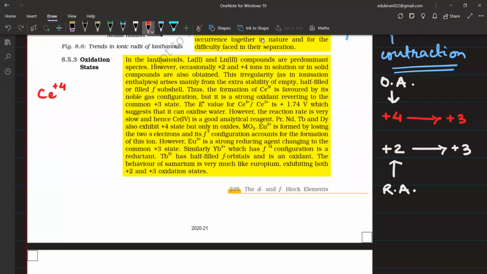So when you have +4, it is going to be an oxidizing agent. When you have the +4 oxidation state, it will be an oxidizing agent, as you can see written here. Ce +4 is favored as it has a noble gas configuration, but it is a strong oxidant, reverting to the common +3 oxidation state. So Ce +4 is going to be a good oxidizing agent.